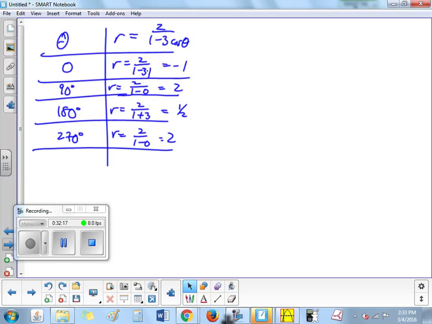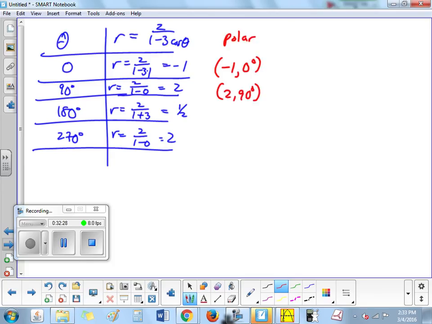Okay, remember, these are polar points. So you have to think of it like this. You're going to plot the point negative 1, 0 degrees. And you're going to plot the point 2, 90. And you're going to plot the point half, 180. And you're going to plot the point 2, 270. This is why you might want to use polar paper for this weekend's assignment. I have some still if you want to come grab some after class. But honestly, these aren't too hard to plot even on regular paper because they're all multiples of 90.